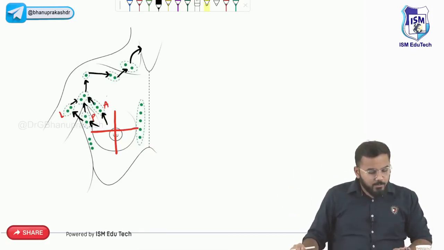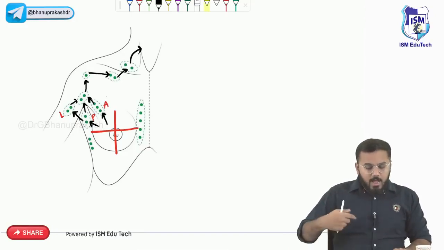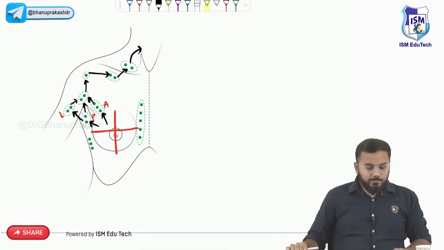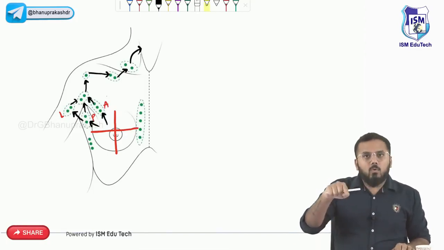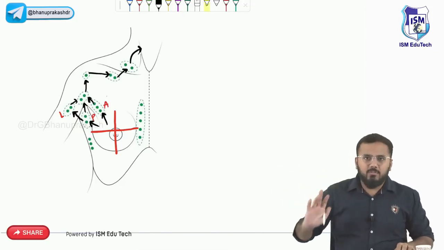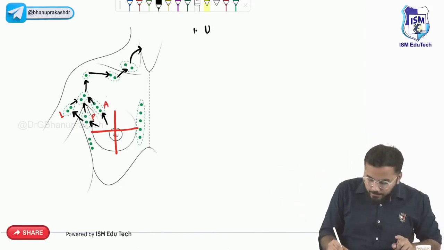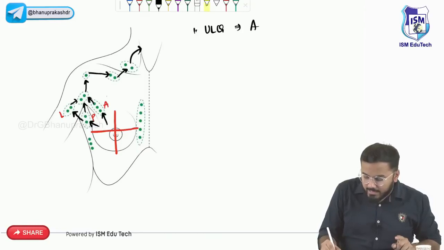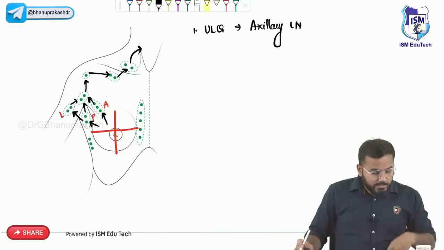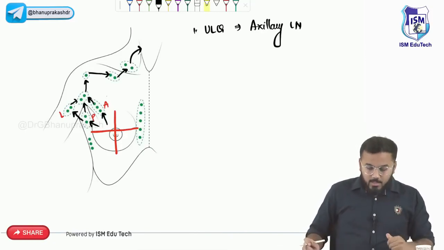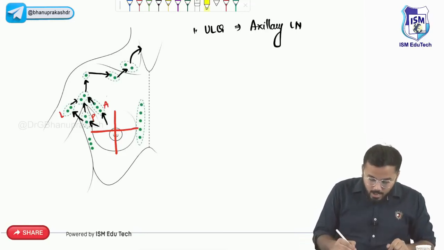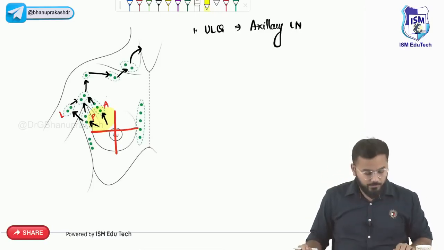Clear so far? Have you understood, guys? From the upper lateral quadrant, how is it going? Can I tell you one thing, that the upper lateral quadrant is covering all your axillary lymph nodes? First point, the upper lateral quadrant covers your axillary lymph nodes. Guys, attendance marked, okay, fine. I want you to answer here. Upper lateral quadrant, it drains completely into the axillary group of lymph nodes.